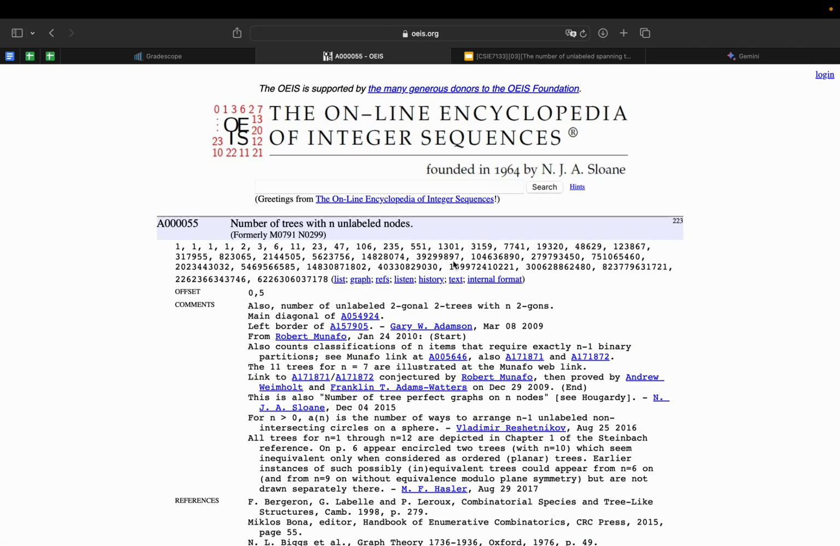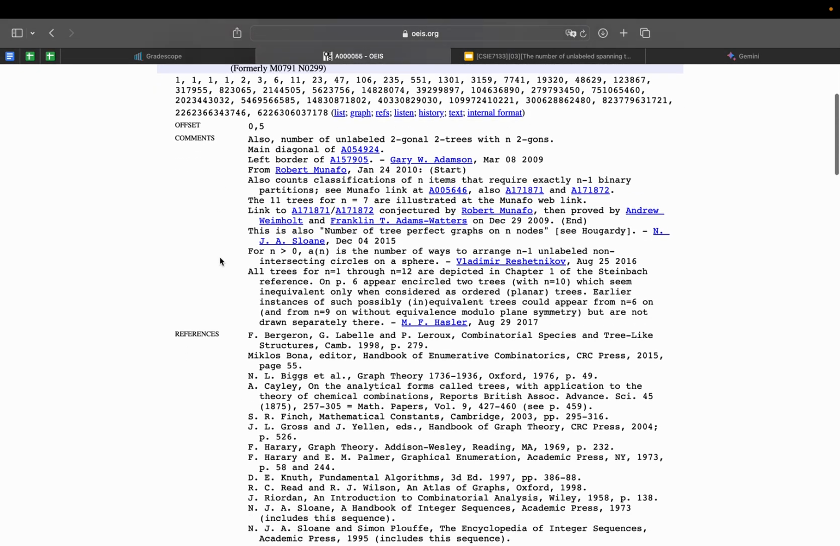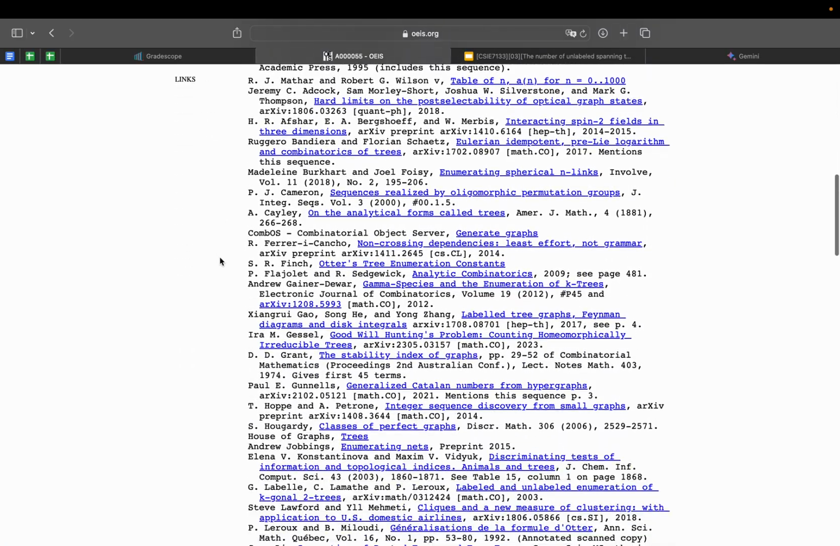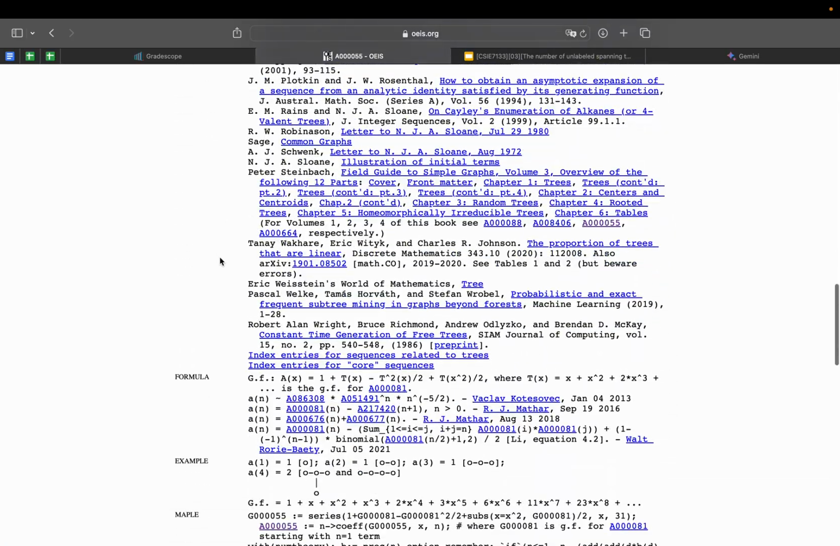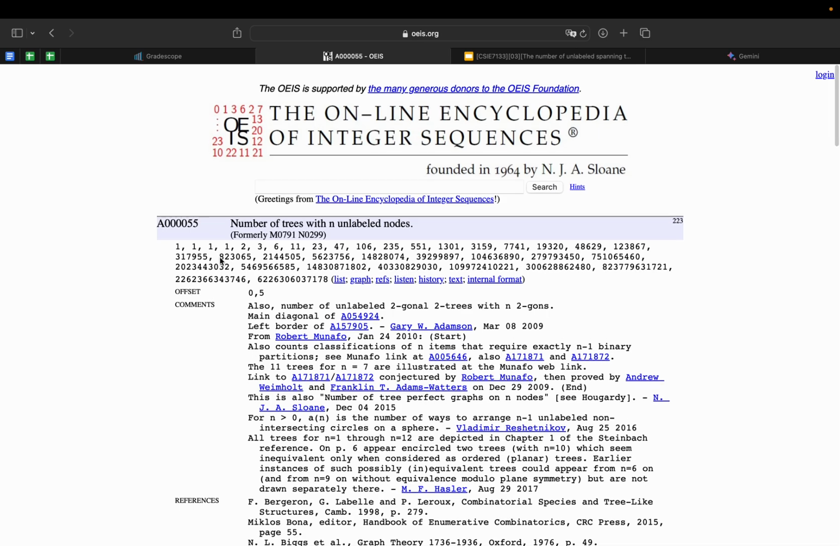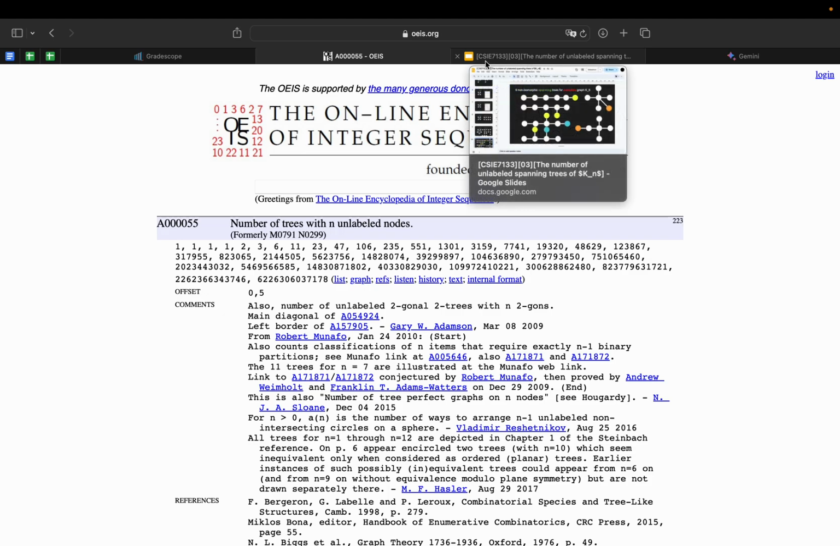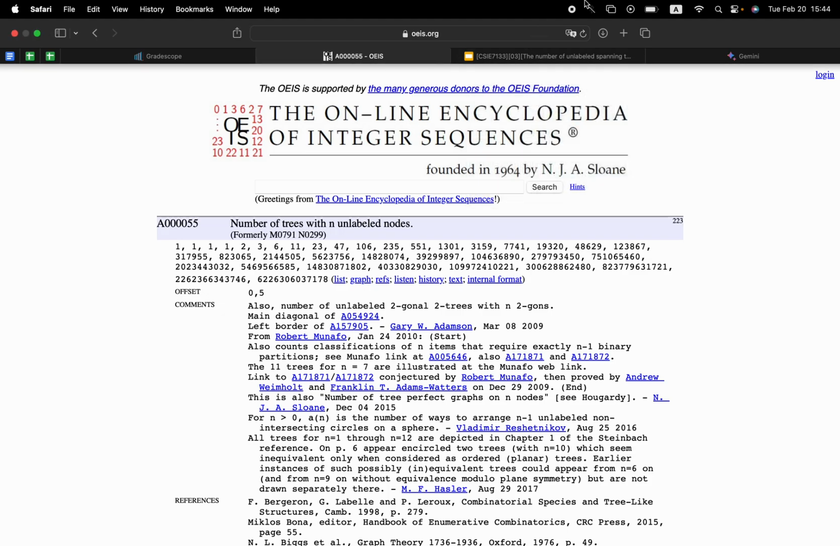You can visit this website, https://oeis.org. It is A000055. This is called the number of trees with n unlabeled nodes. And it also provides some recurrence formula for deriving the terms. And if you are interested, you can visit this website. And that's it.